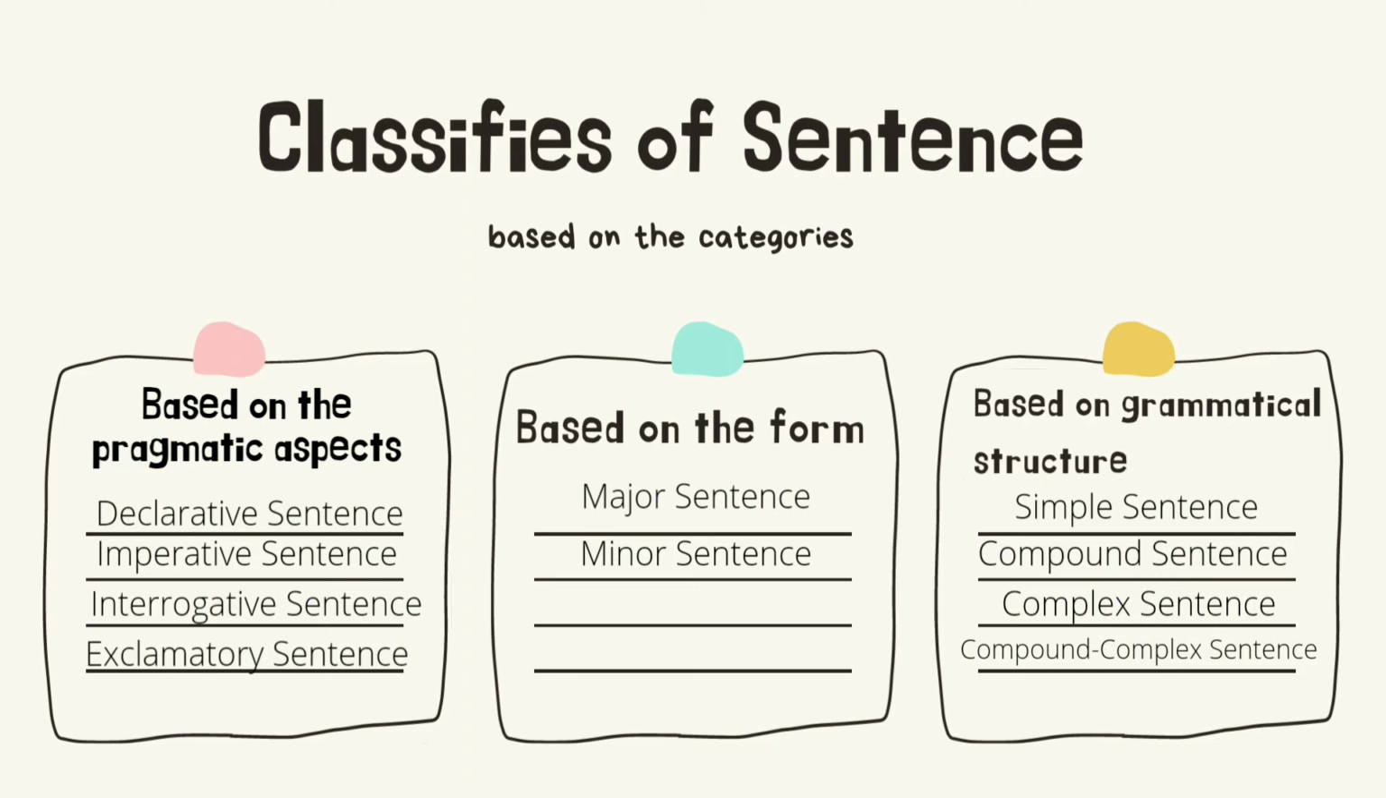It includes simple sentence, which only consists of one independent clause. Then, compound sentence consists of two or more independent clauses with no dependent clause. The third one is complex sentence. It consists of one independent clause and at least one dependent clause. And the last one is compound-complex sentence. It consists of two or more independent clauses and at least one dependent clause.